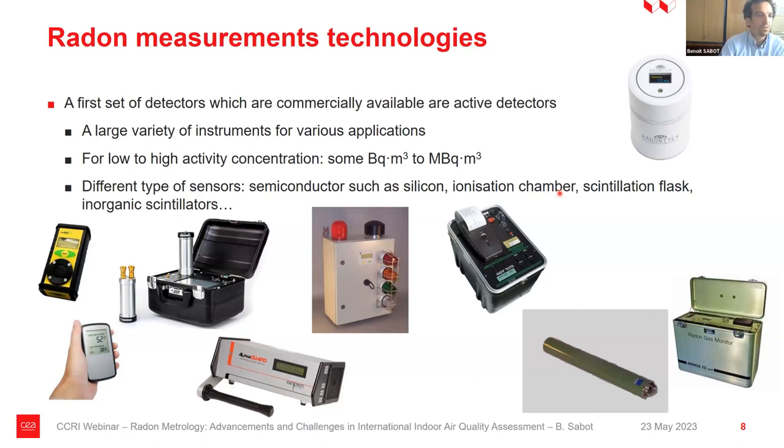However, it's still important to know how these systems work, what they are used for, and especially what kind of technology is used. For example, the first ones you can see on the screen here are different electronic devices. When we look at the specifications, you can measure from very low activity concentrations of a few becquerel per cubic meter up to very high concentrations of megabecquerel per cubic meter. So you have a very wide range of concentrations, and this can be quite challenging for metrology. There are different kinds of sensors, such as semiconductor using silicon detector, ionization chamber, scintillation flask, inorganic scintillator, and so on. All these technologies have some benefits or problems, and we need to find them.